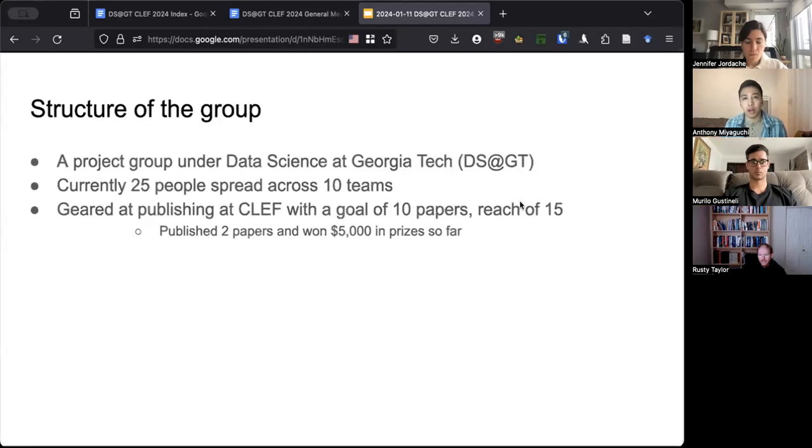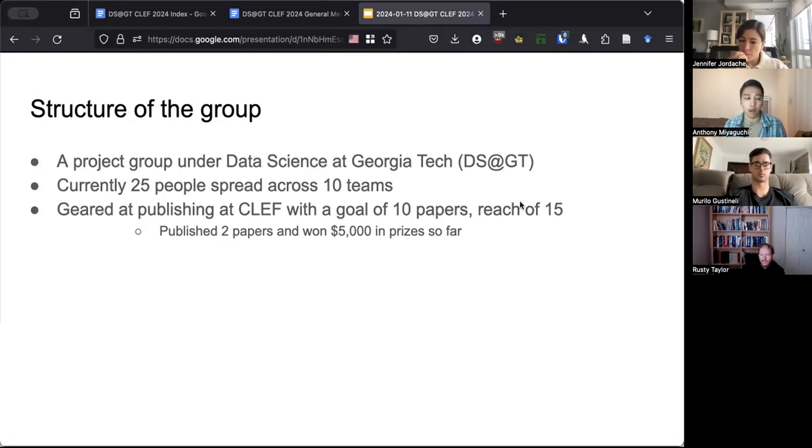A little bit about our group. We're under the Data Science at Georgia Tech club. There's 25 people spread across 10 teams. And the big goal of this group, and our main goal, is to publish. So the way that we've done this is I've identified people who are strongly interested in publishing, have the capacity and bandwidth to kind of organize smaller teams. And some of us are aligned by taking 8903, which is a special projects course, which means that the grade is contingent on completing a system and writing that paper.